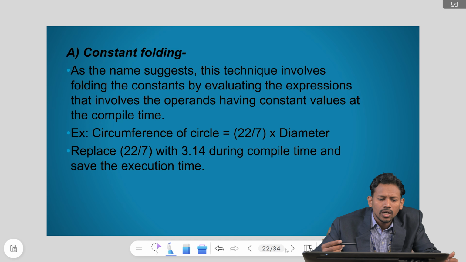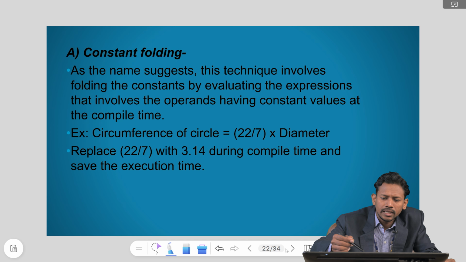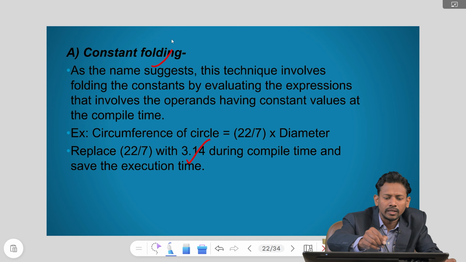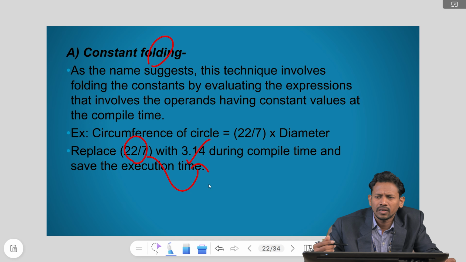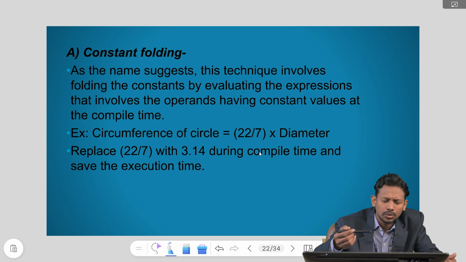First comes constant folding. As the name suggests, this technique involves folding of constants. For example, for the circumference of a circle, let us take x equal to 22/7 into diameter. Whenever 22/7 is found by the compiler, it immediately replaces it with 3.14. This is constant folding. It folds this constant into 3.14 directly. This is one of the simple techniques, constant folding optimization. It saves the execution time.